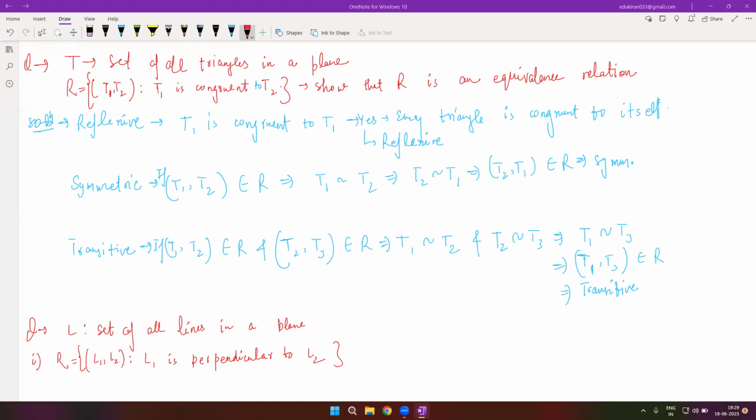Shahid, the answer is correct. Very good. But did you really understand the transitive part? I'm just curious. Okay.